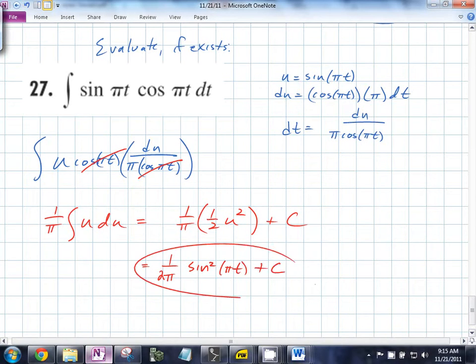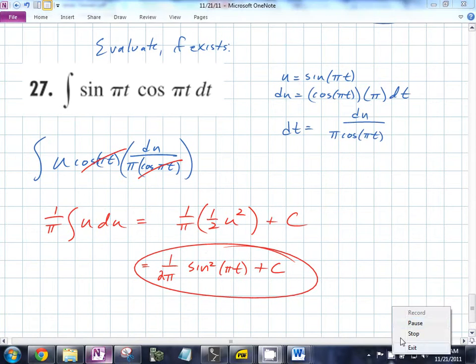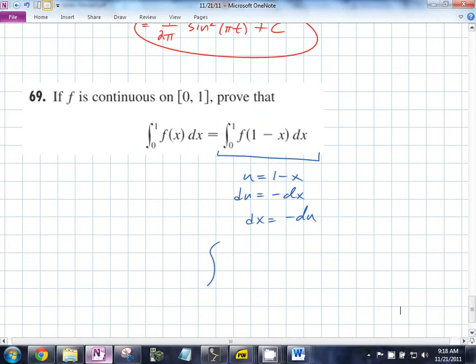What do we have to change? u equals 1 minus x. So what do we have to change? The limits, yeah. So what do we now have? 1 to 0 of f of u times negative du, right? I see. Yeah, yeah.